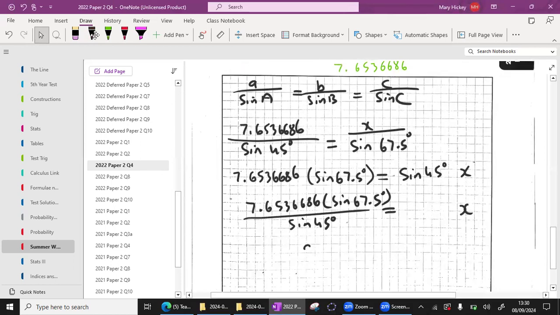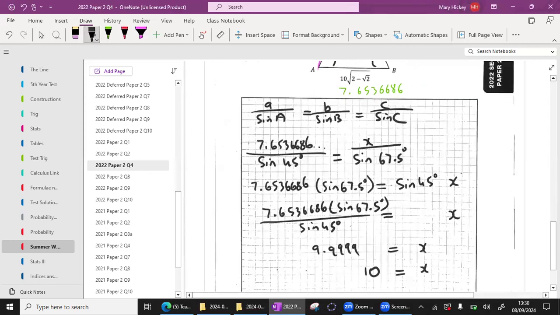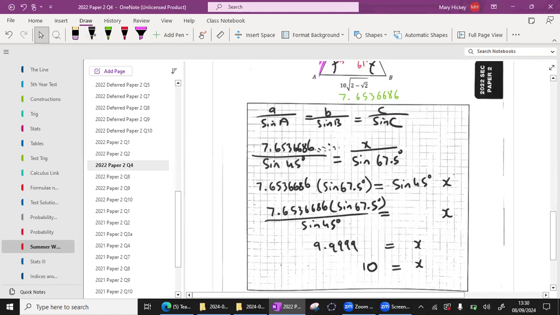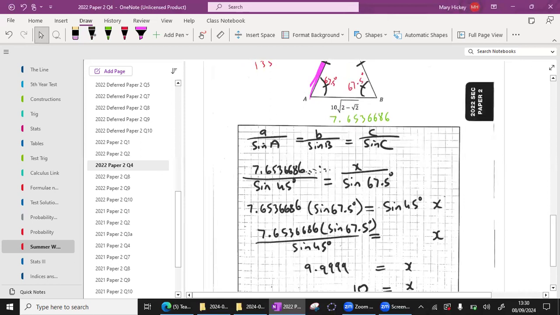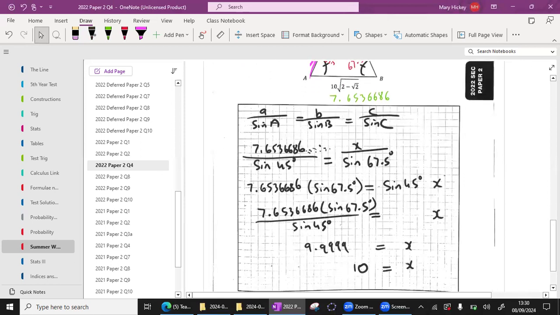Now I end up getting 9.9999. So essentially that is, of course, 10. If you had every single decimal place up here, then of course you would get it on the button. But I pretty much did get it on the button, considering the level of nines there. And that one's done.